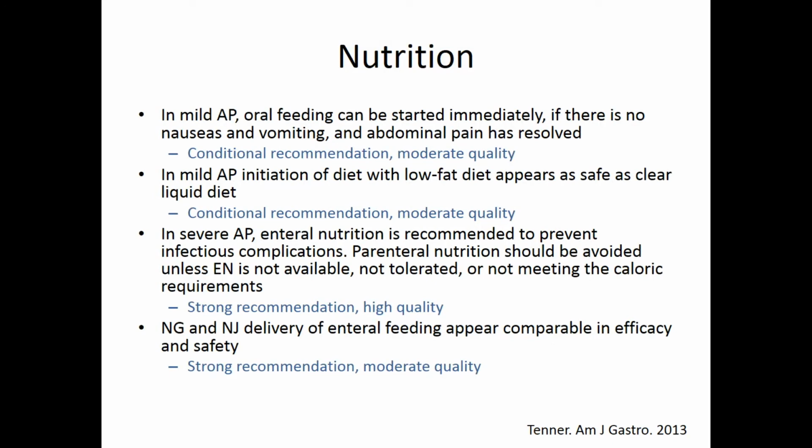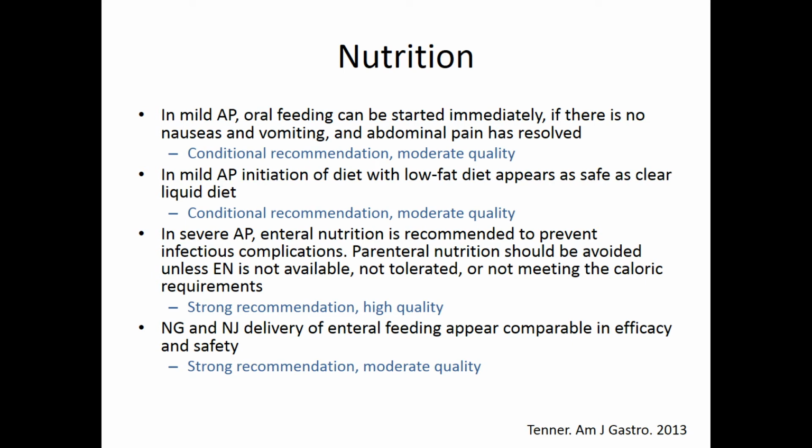Now if we change gear and talk a bit more about nutrition. Nutrition in acute pancreatitis has been an evolving field. In patients that have mild acute pancreatitis, you can start oral feeding immediately if there's no nausea or vomiting, and once the abdominal pain is either resolved or much improved. What you should start is either a liquid diet or a low-fat solid diet. They both appear to be as safe, so you can start those. And in terms of severe acute pancreatitis, it's better to use enteral nutrition than parenteral nutrition.